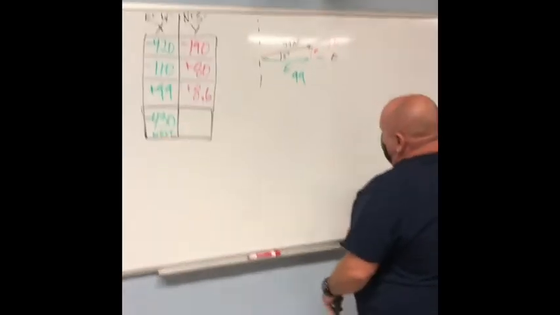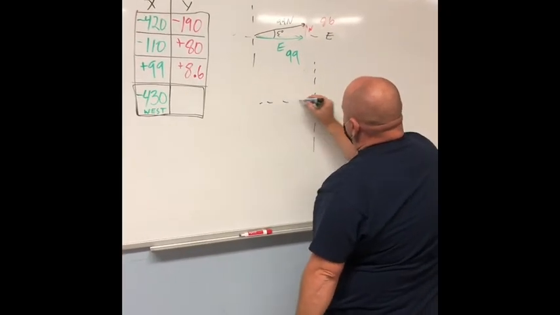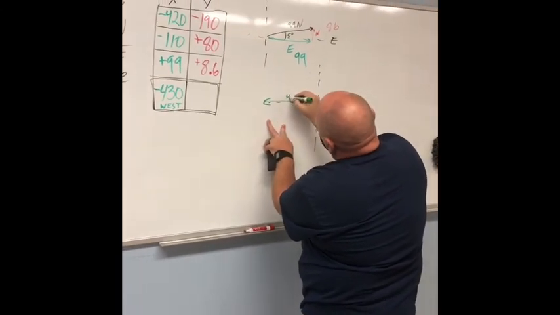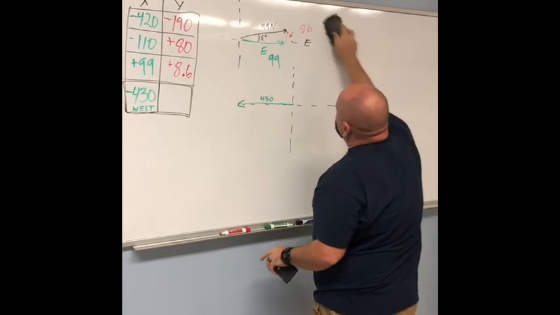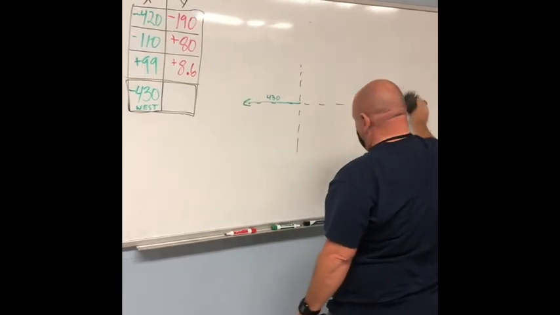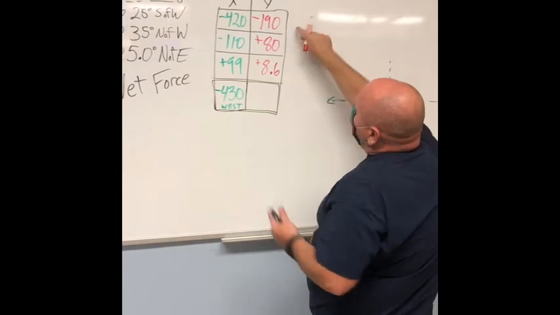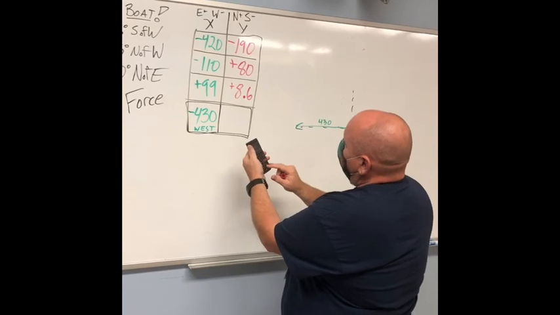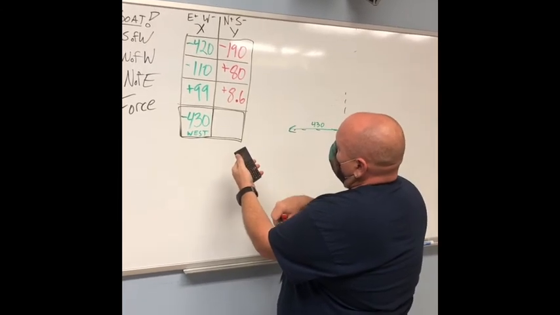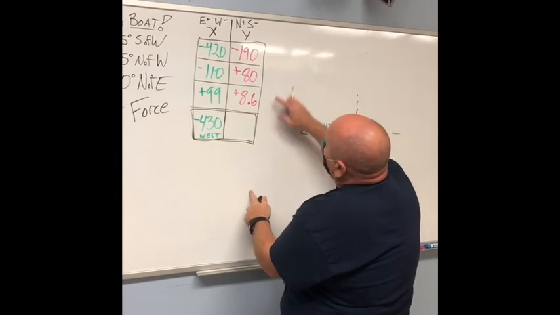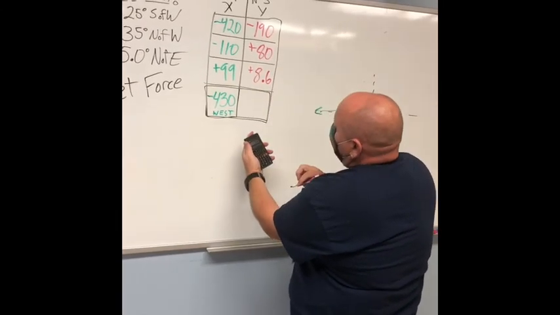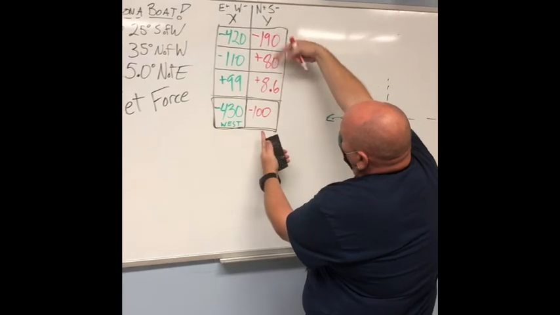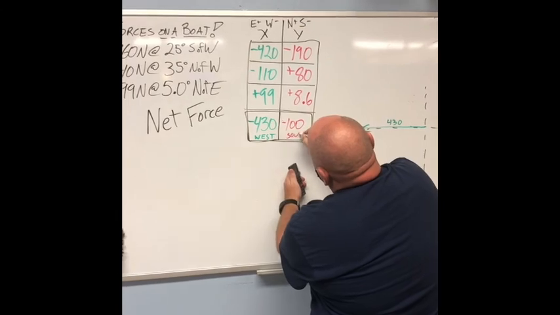So that 430, that negative on here, that means that is negative 430 or 430 west. Okay? So just for picture's sake, my x component is 430. Let's get rid of this. All right, our y's, we got negative 190 plus 80 plus 8.6. I get negative 101.4. Again, it looks like our tens digits, so let's just say negative 100, which in y, north-south, that means that is south.